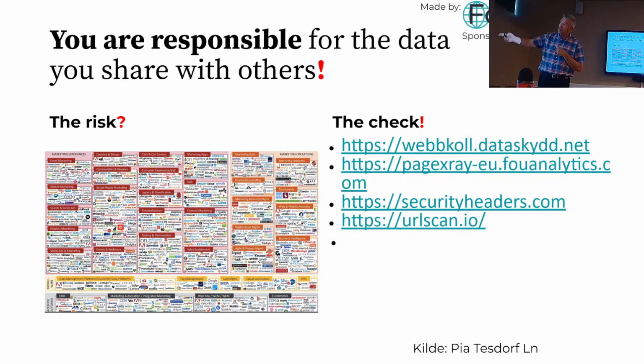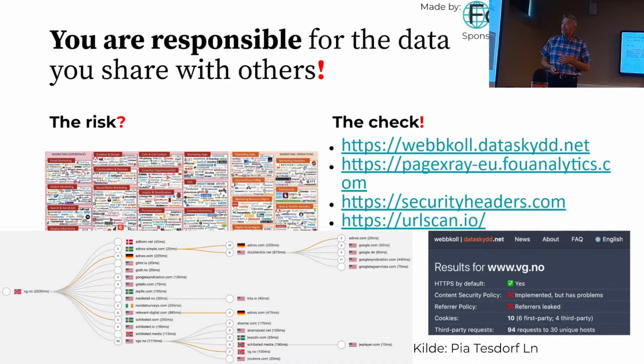So I'll put on a few URLs here, credited to Pia, a friend of mine on LinkedIn. If you want to look at your web page or anyone else's web pages, take one of these, put in the URL or the domain name, and see where it goes. And if you were to do that with VG, the newspaper in Norway, you can see basically it goes here, it goes here, it goes here. So you can safely say it ends up in several of these places. Not everywhere, but several other places.